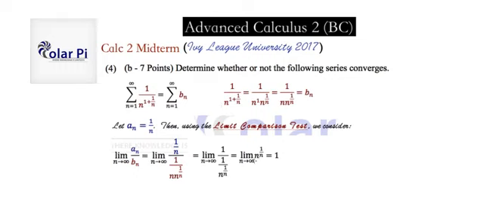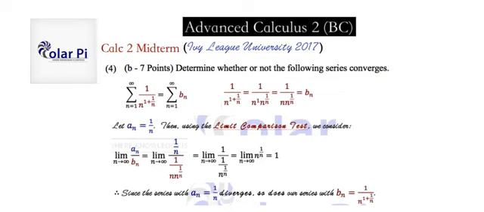But wait, by part A, we knew that this limit is equal to 1. Since the limit as n goes to infinity of an over bn is equal to 1, which is less than infinity but greater than 0, we know that either both the series involving an and bn diverge or they both converge. Since we know that an, which is 1 over n, diverges, we conclude that bn, the given series, also diverges by the limit comparison test.